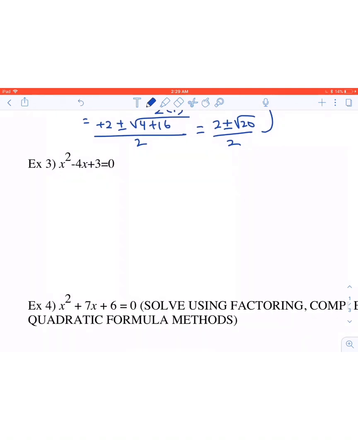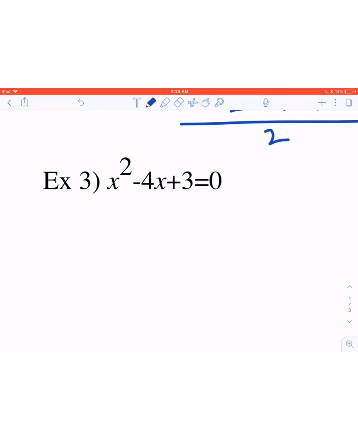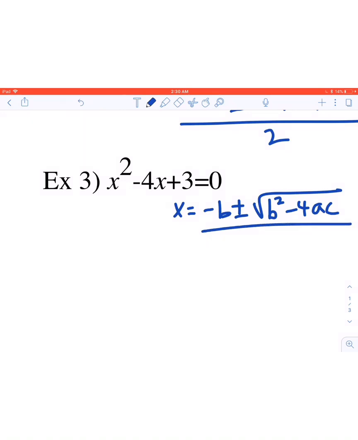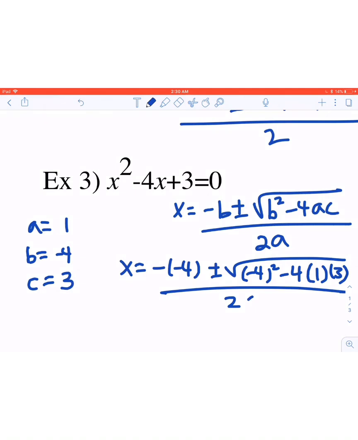Again, apply the same thing. Let us sing the song together. X is equal to negative b plus or minus square root b squared minus 4ac all over 2a. So a is 1, b is negative 4, c is equal to 3. So x is equal to negative of negative 4 plus or minus square root of negative 4 squared minus 4 times 1 times 3 all over 2 times 1.